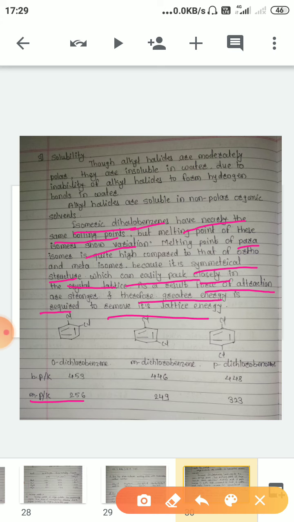Therefore we can consider their melting points. For ortho-dichlorobenzene it is 250 Kelvin. For meta-dichlorobenzene it is 249 Kelvin, and for para-dichlorobenzene it is 323 Kelvin. That is, para-dichlorobenzene requires higher energy.